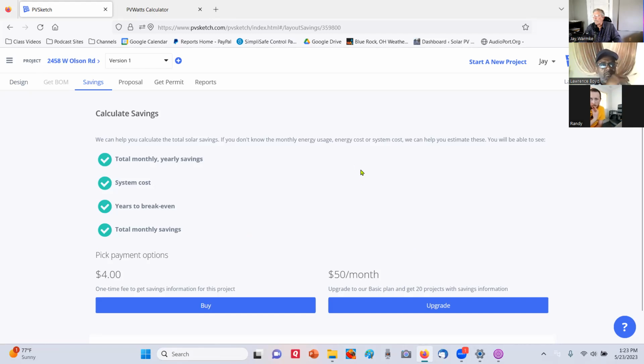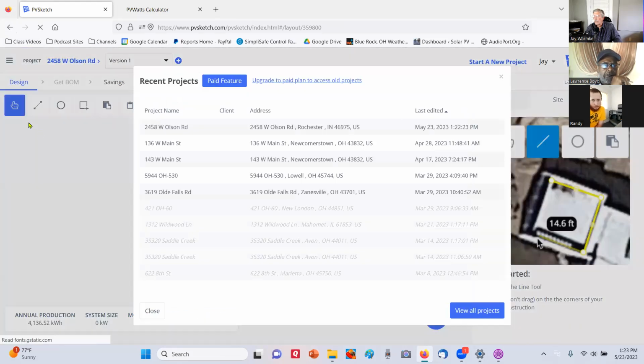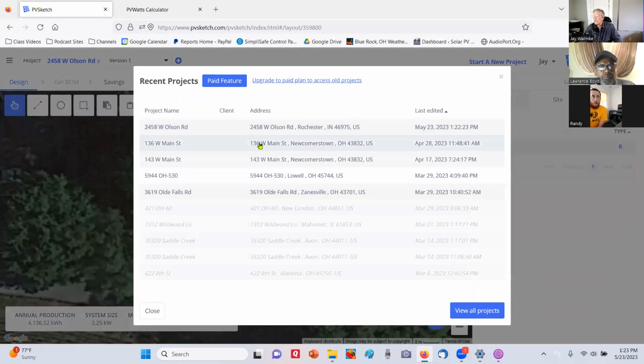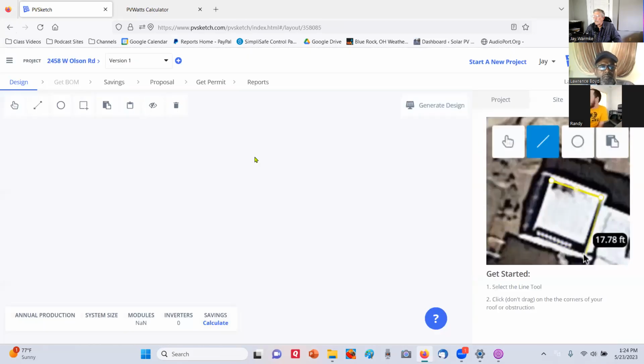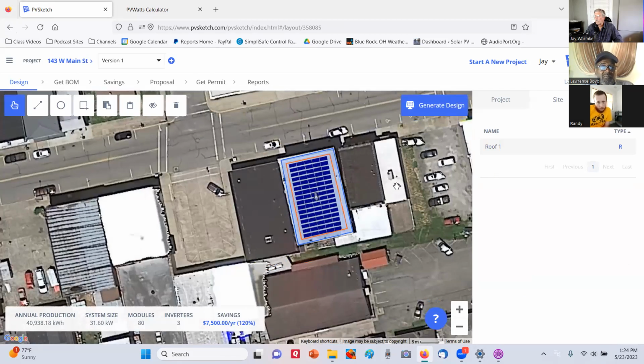So rather than go ahead and pay for this, let me just show you one that's already done. If I jump into open a project, which one works best? Yeah, this one's in Newcomerstown. So this would be something that you would see. This is a commercial project here in Southern Ohio, and this is a coffee shop.